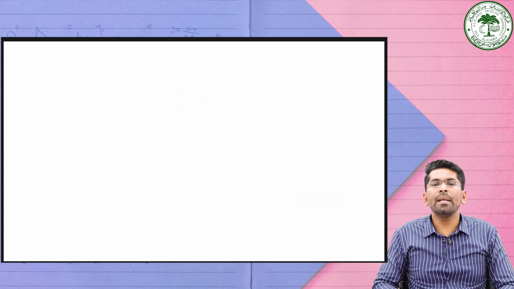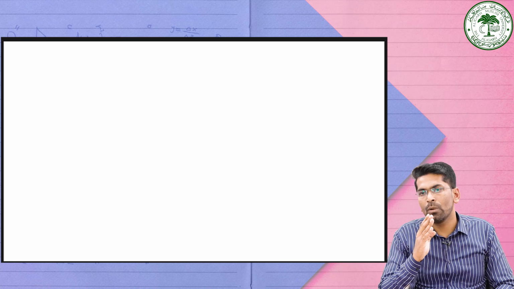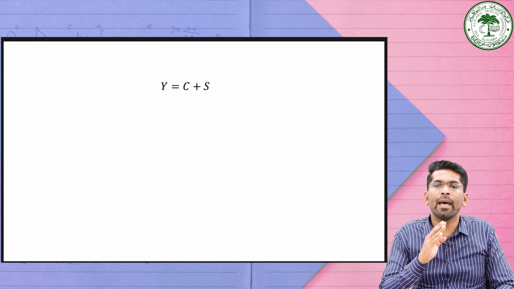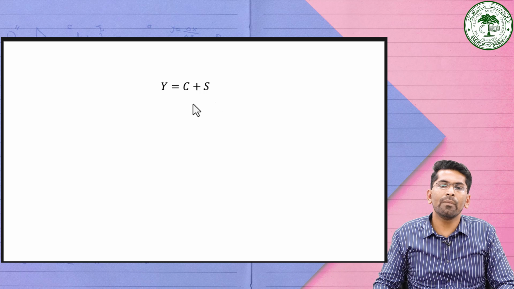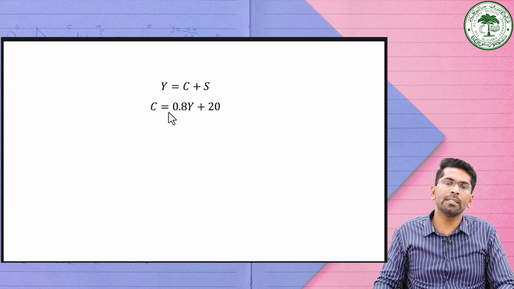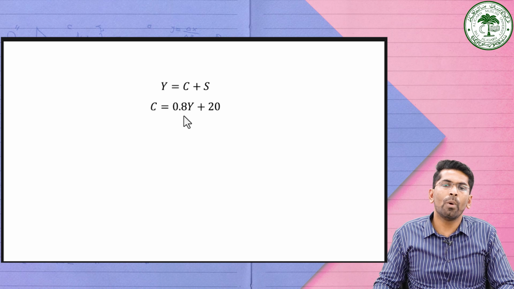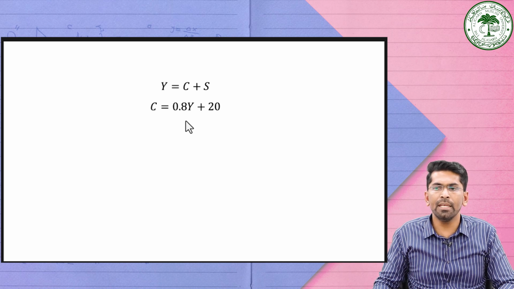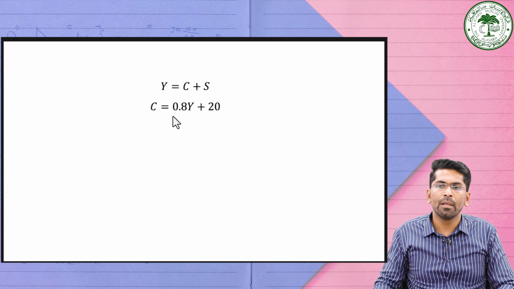The income can be utilized for two purposes. One is consumption and the other is saving. So here we have consumption plus saving. Suppose the consumption function is given as C equal to 0.8y plus 20. Here 20 is the autonomous consumption, and 0.8 is nothing but the MPC, that is the marginal propensity to consume, which is a function of y. From the given consumption function, we can find the saving function as well.